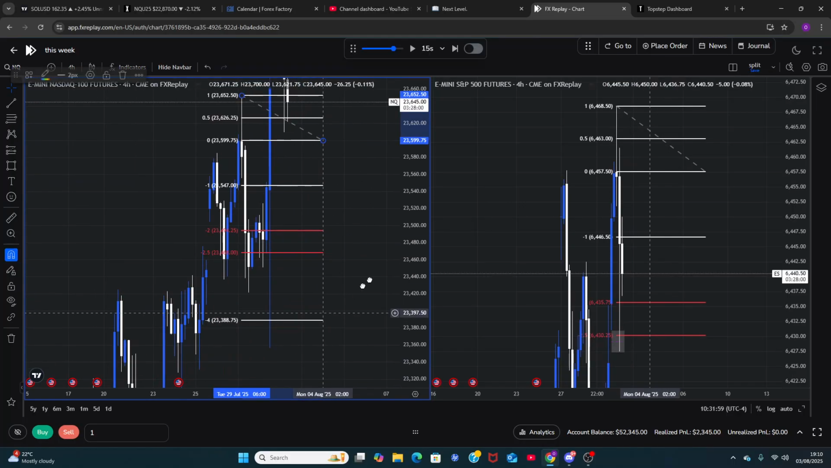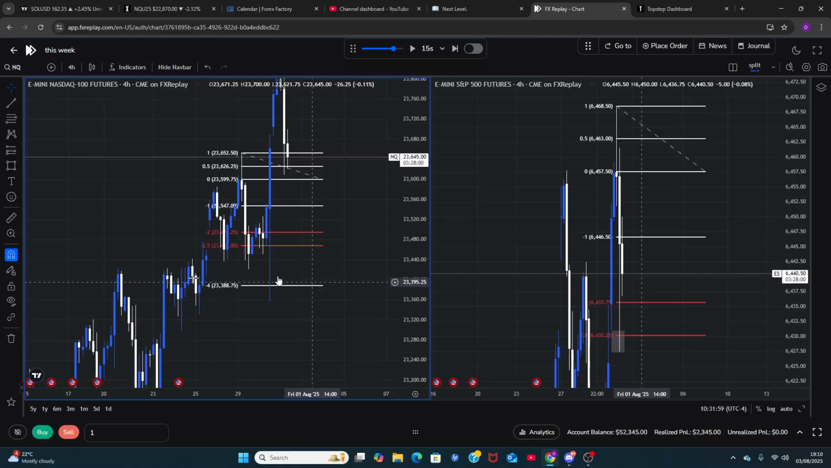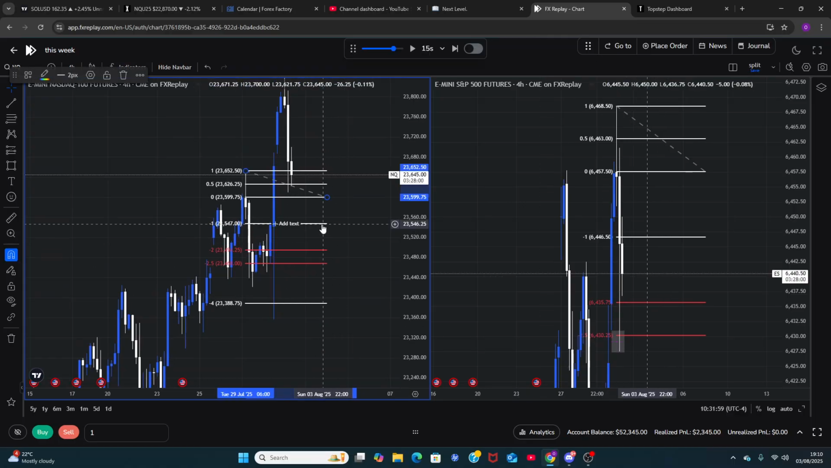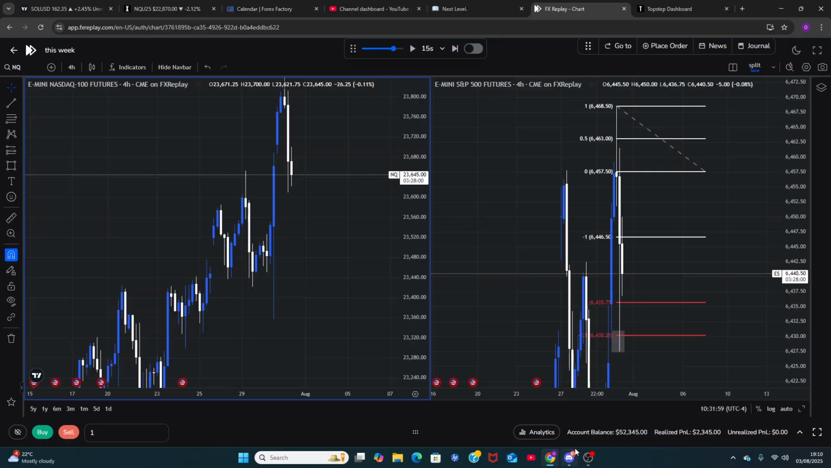And there you go. See, the -4 gets taps there. The -2.25 gets taps there. Like it works, boys. It works more than it doesn't work.